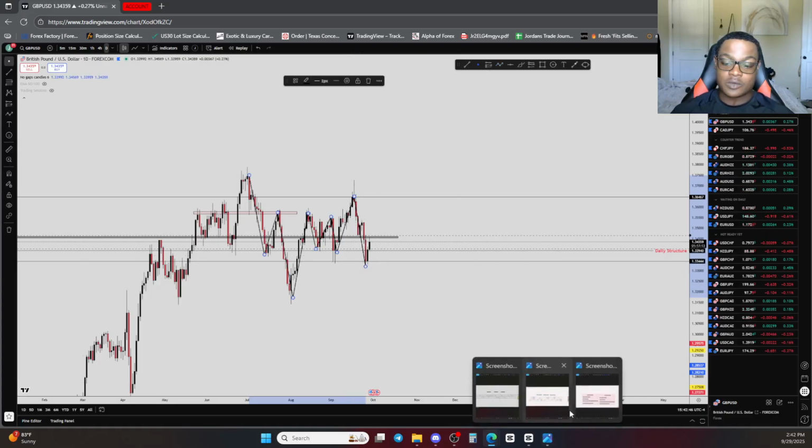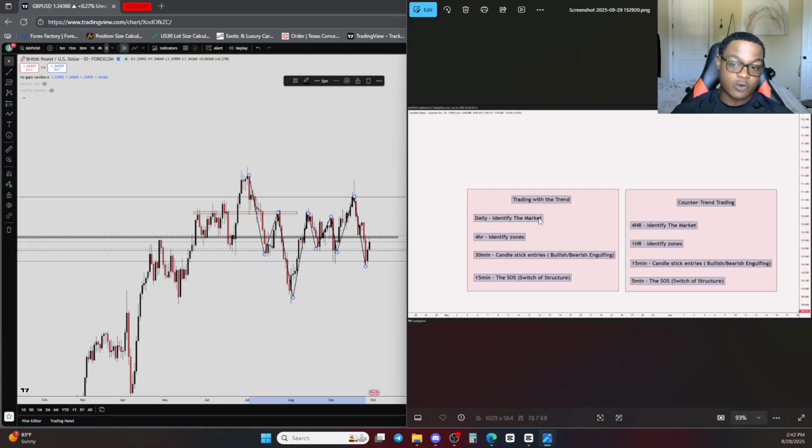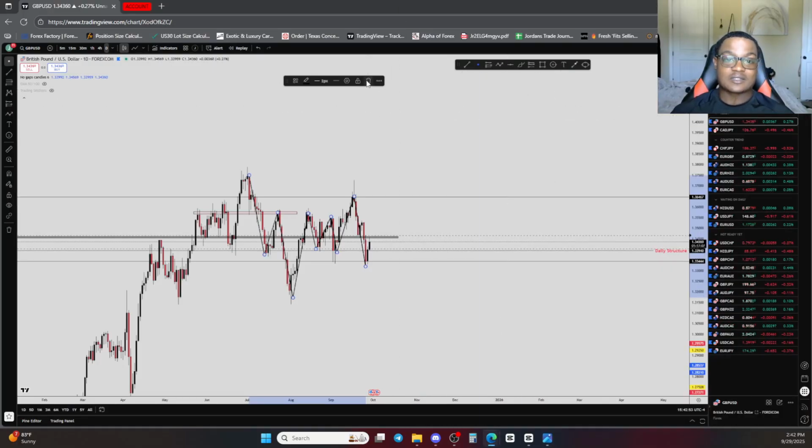So right now we are identifying the market we're in. We can see that we are in a bearish trend. Great. Next, where can I see price retrace to? We just performed the breaker structure. Where can price retrace to so I can possibly catch a trade?